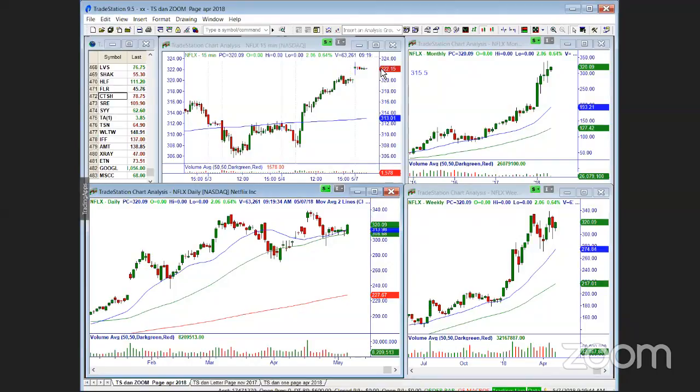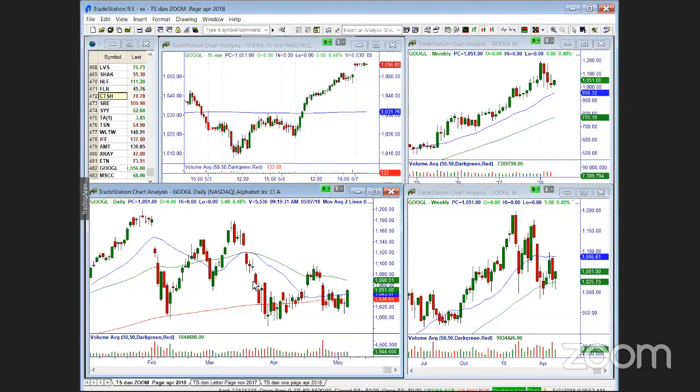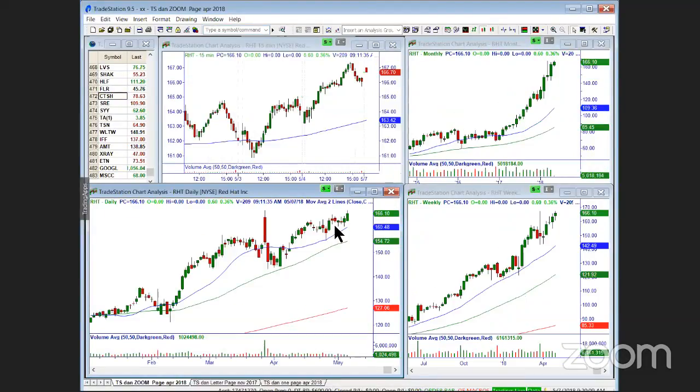But this one's gapping up and going sideways. It looks like all the FANG stocks are doing fine today. So this will be a new trade. The Google looks, all we're doing is calling a short-term bottom. And that looks very high probability that, as long as we don't get some stupid gap deep into that, it's going to hold that support area. Red Hat looks great.